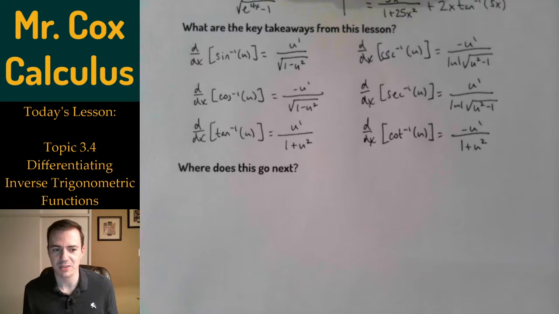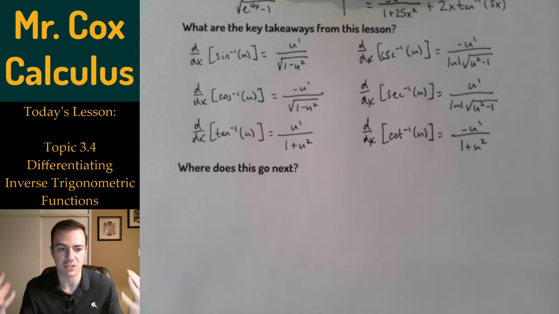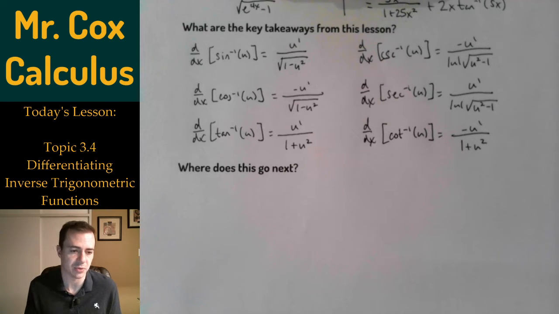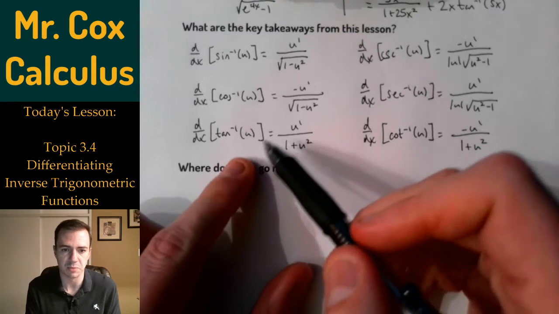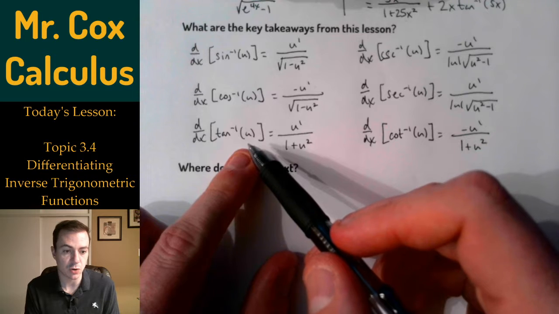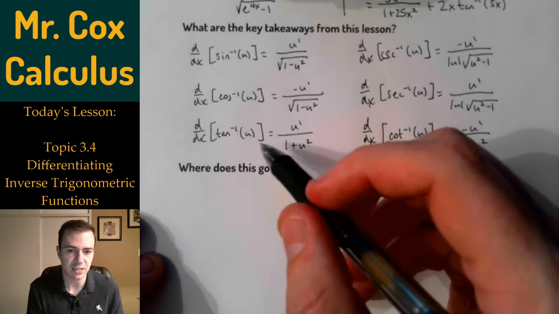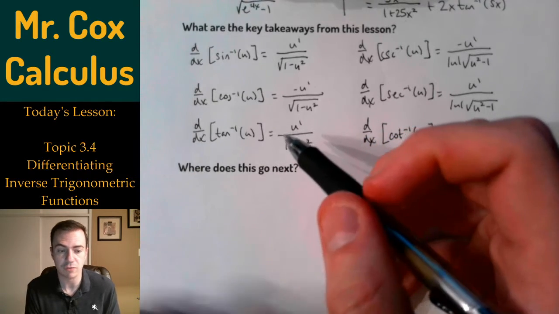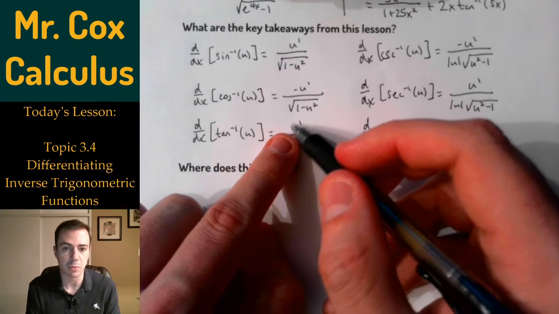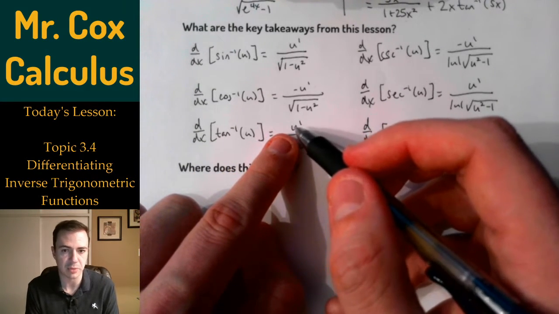There are the derivatives of the 6 inverse trig functions, as we saw in the previous examples where we worked through some of the problems. Make sure you understand what your u is. The u is going to be the argument inside of these inverse trig functions. It may be its own function of x. That means you're going to have to apply the chain rule, which is where this u prime is coming from.